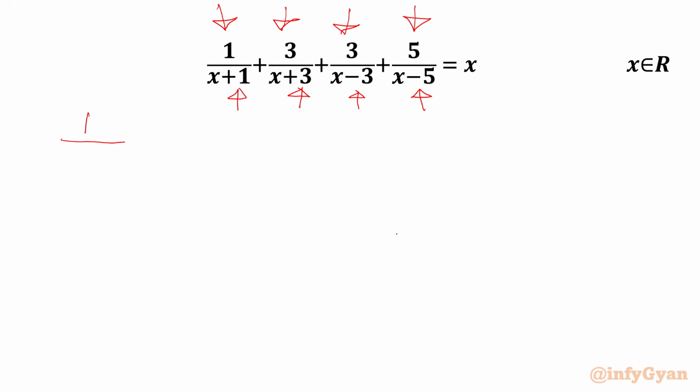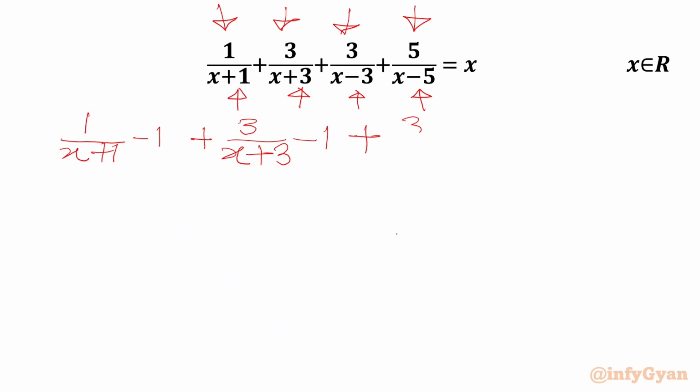So 1 over x plus 1. If we subtract 1 over here, then this 1 is going to cancel. Plus 3 over x plus 3. If we subtract 1, then 3 minus x minus 3 will be in the numerator. That 3 and minus 3 we can cancel.